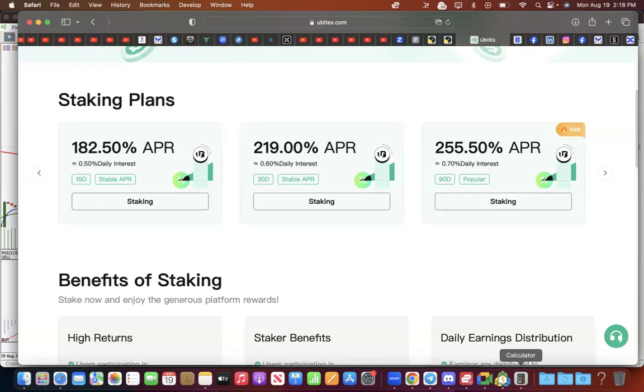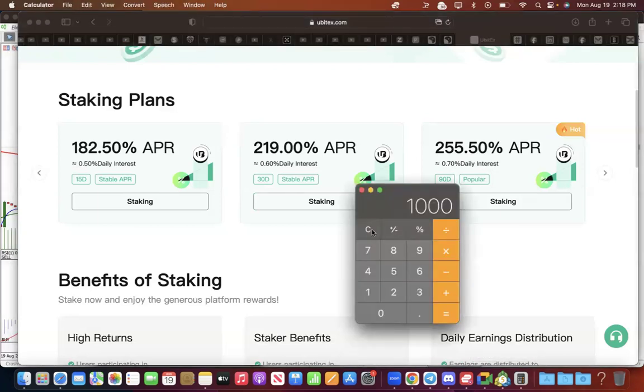255.5 is for the annual. So if you're on this plan, you just do like this: 255.5, right? Divide by 12. That's what I do, because that's APR. Divide by 12. That means what you are making in a month is about 21 point something percent. And for 3 months, that's 90 days, multiply by 3. That means you are going to earn about 63 point something percent of your investment in 3 months. But in each month, you are making about 21%.